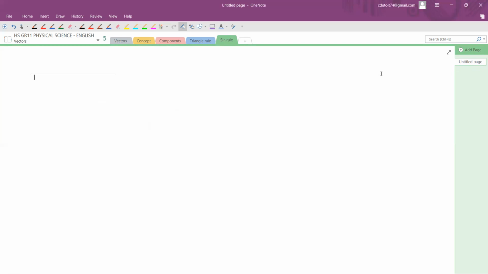Right. So now I'm going to show you what is called the Sine Rule. The Sine Rule basically means the following. I'm just going to show you the one part that you need. A over sin A equals B over sin B.